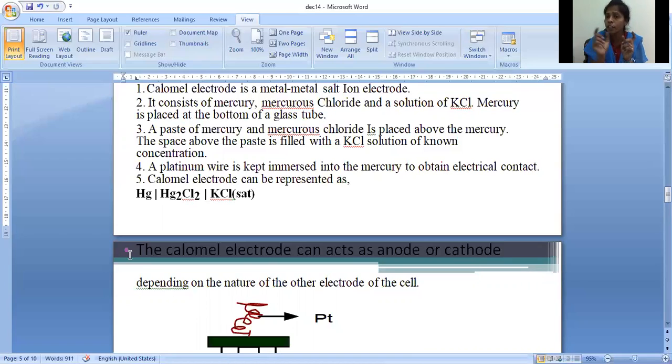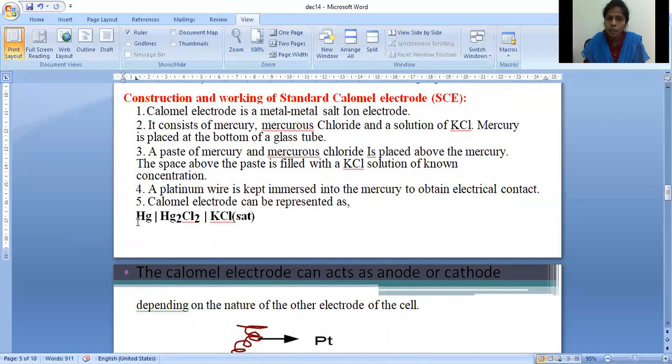What is the left side one to the double vertical line? That is anode slash anode electrolyte. That means first we need to represent anode, then anode electrolyte. So what is the anode here? Anode is mercury mercurous chloride, which is coated with the platinum.